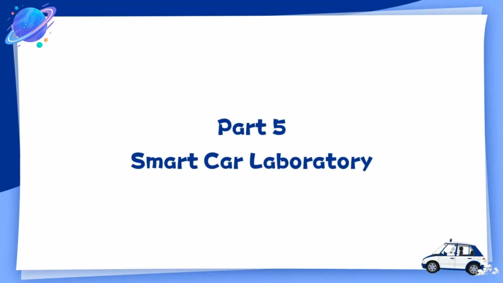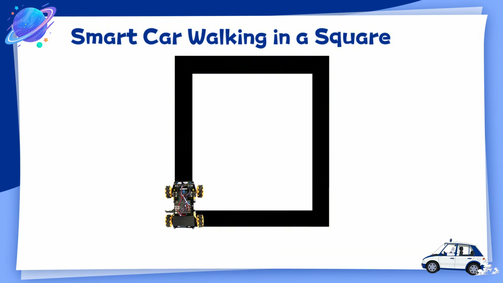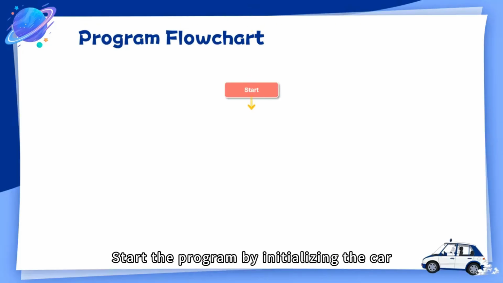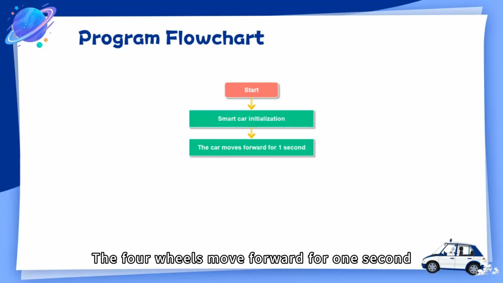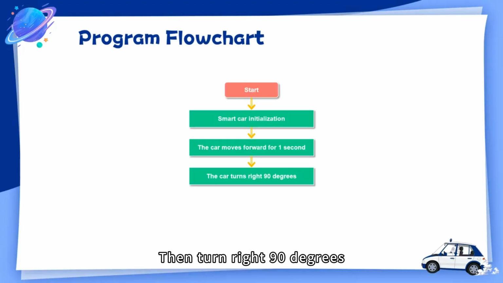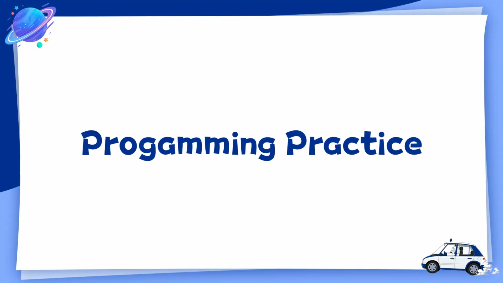Part 5. Smart Car Laboratory. Let's tackle a signature task by guiding our smart car through a precise clockwise square. With the movement principles understood, let's analyze the logic for a square path. Start the program by initializing the car. The 4 wheels move forward for 1 second. Then turn right 90 degrees. Replicate these steps in a loop to complete the entire square path.